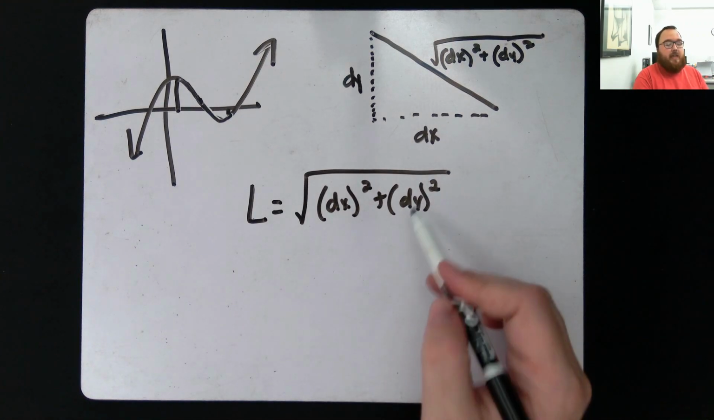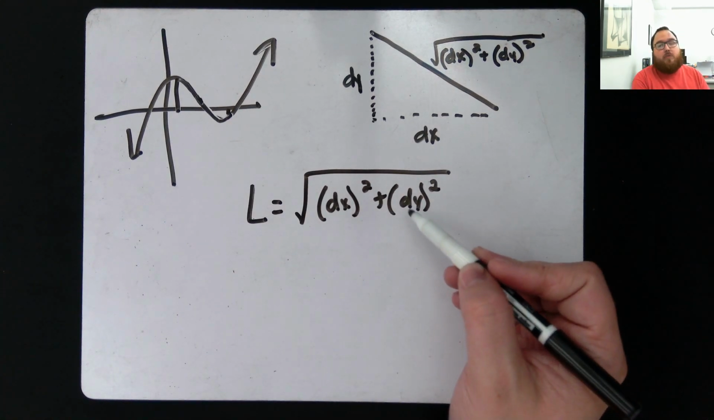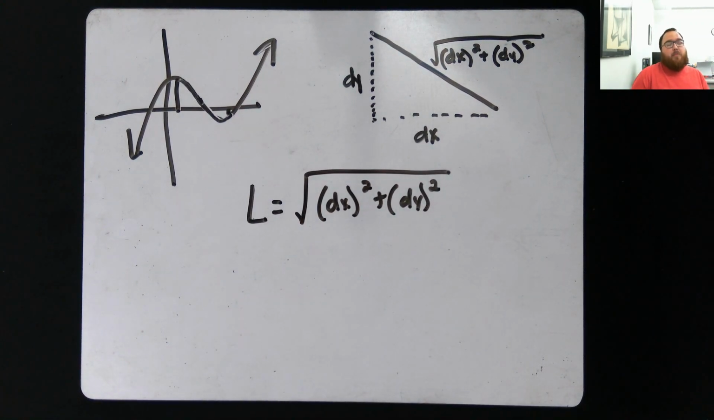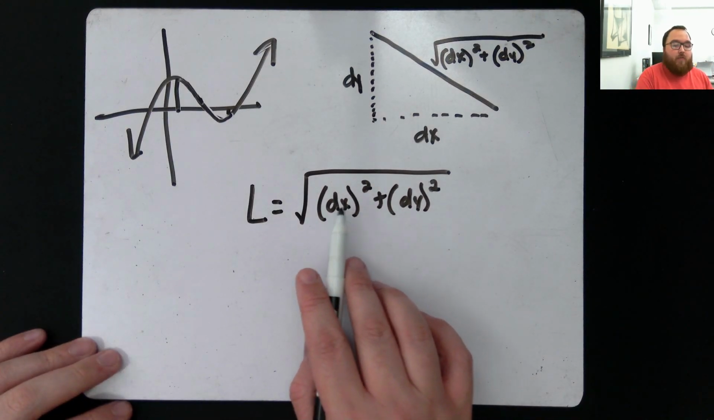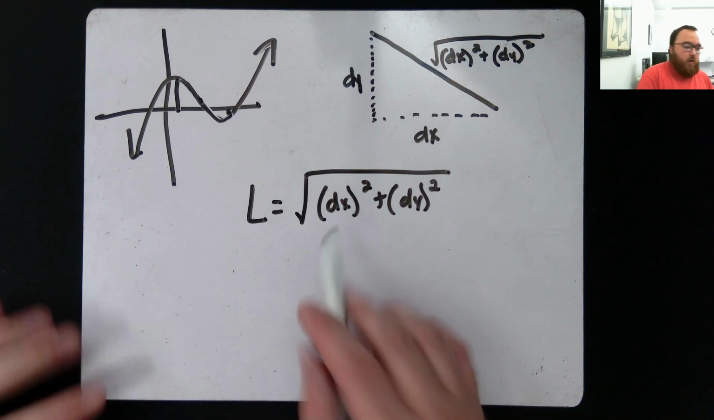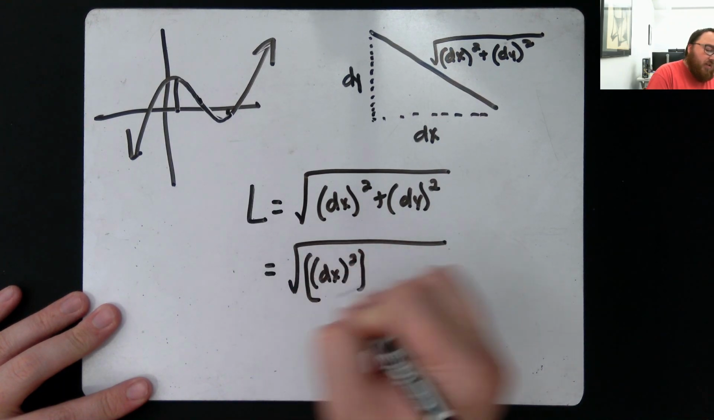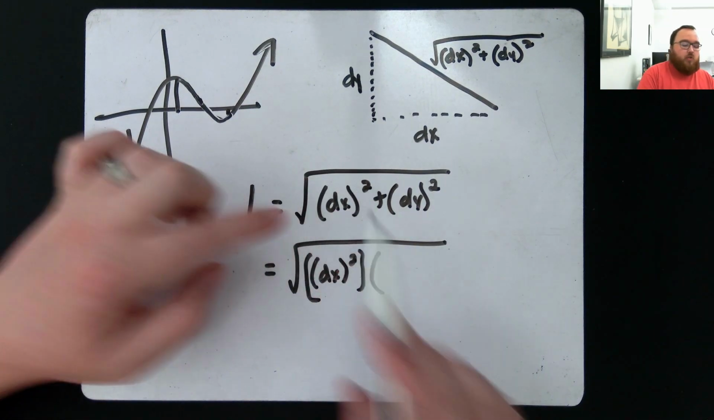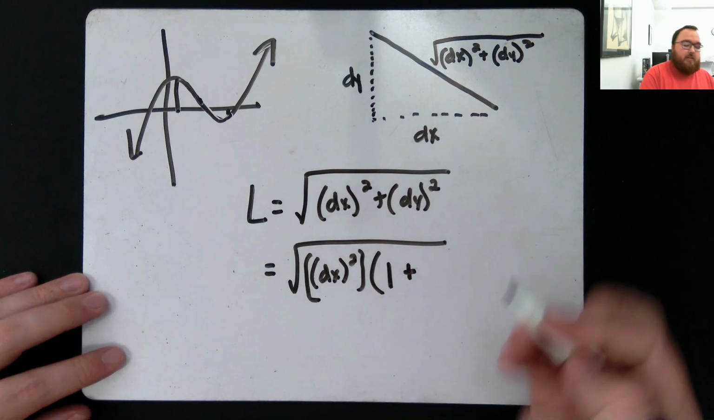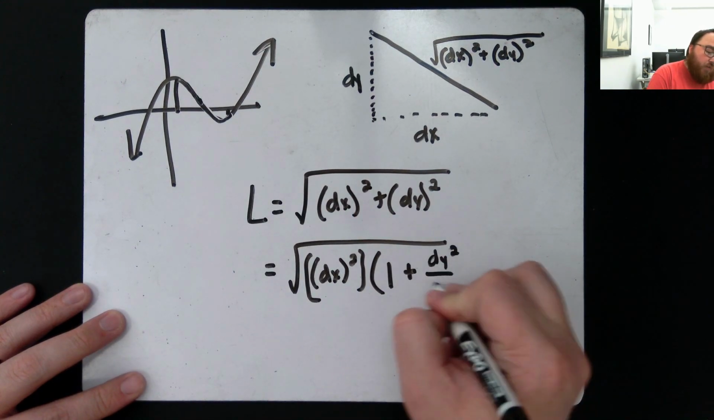But remember, dy over dx is my slope, which is also in this class known as the derivative. So if I could get this in terms of dy over dx, I can factor in my derivative. So to do that, out of each of these, I'm going to factor out a dx squared. If I factor that out of the first part, all I had there was dx squared, so that's just going to leave me with a 1 plus, now I can divide this by dx squared. So dy squared over dx squared.